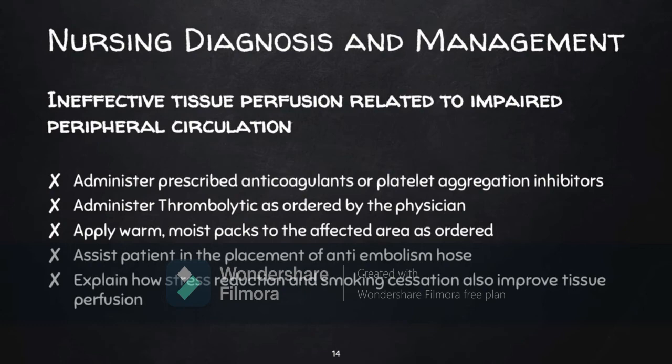Apply warm, moist packs to the affected area as ordered, which is used to improve circulation. Assist patient in the placement of anti-embolism hose, which is to prevent stasis and improve circulation. Lastly, explain how stress reduction and smoking cessation also improve tissue perfusion because it reduces vasoconstriction.